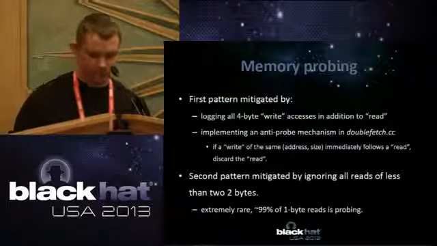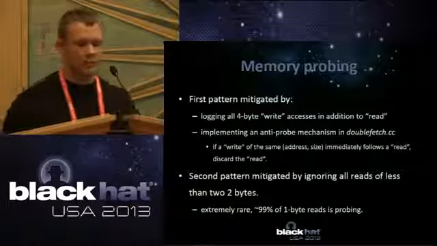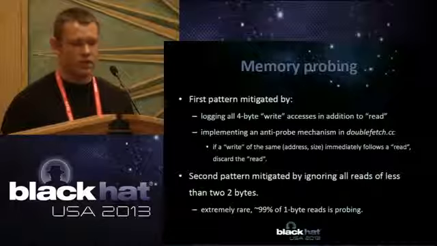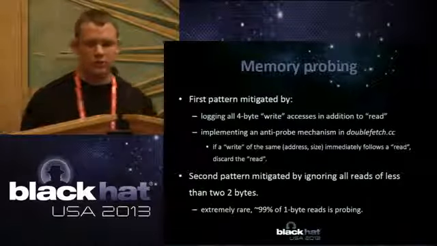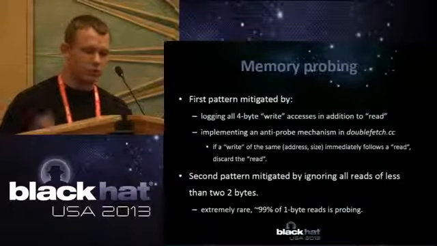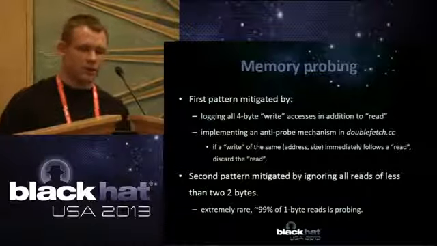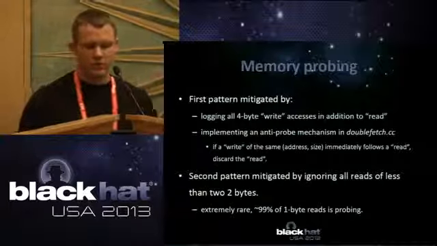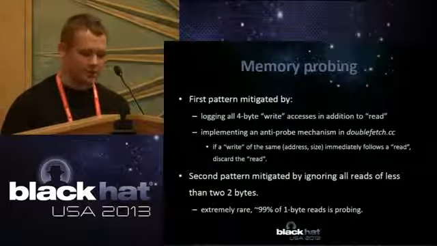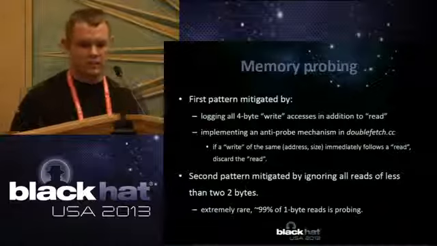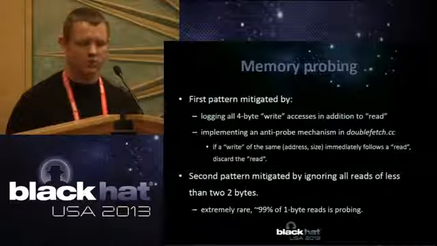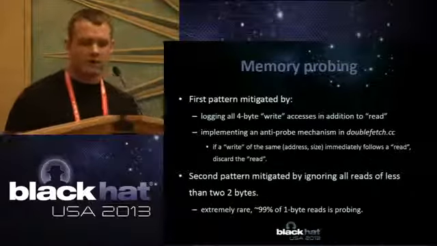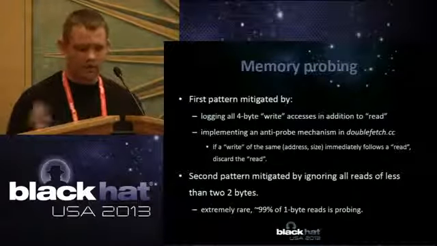The first pattern was mitigated by logging all 4-byte write accesses in addition to the read ones. Then we could use that additional information to filter out all of the patterns where there was a 4-byte read followed immediately by a 4-byte write, in which case we just figured that this would be a probe and not a real read. And the second pattern was mitigated by just ignoring all reads of less than 2 bytes, because it turns out that there are so few legitimate 1-byte fetches from user mode in the kernel that we could just safely ignore them.